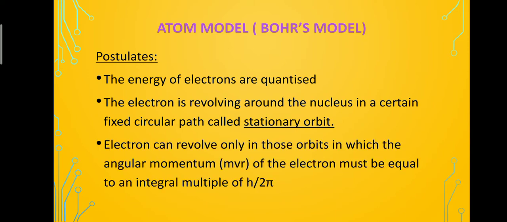Third one, the electron can revolve only in those orbits in which the angular momentum has to be an integral multiple of h by 2 pi. So the angular momentum of the orbit has to be an integral multiple of h by 2 pi, and only in those orbits can the electrons revolve around the nucleus. He says that mvr equals nh by 2 pi, where n can be 1, 2, 3 or 4, according to the distance of the orbit from the nucleus.